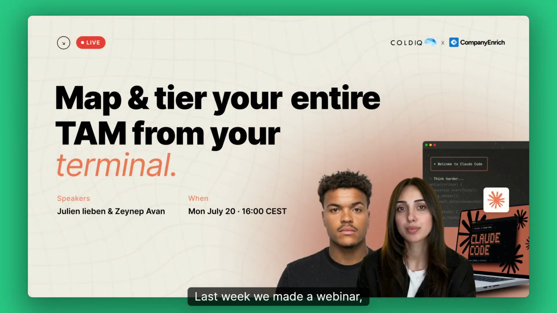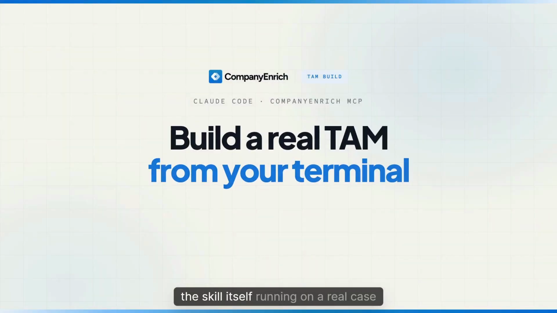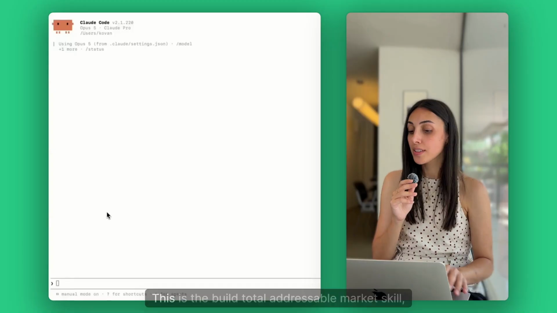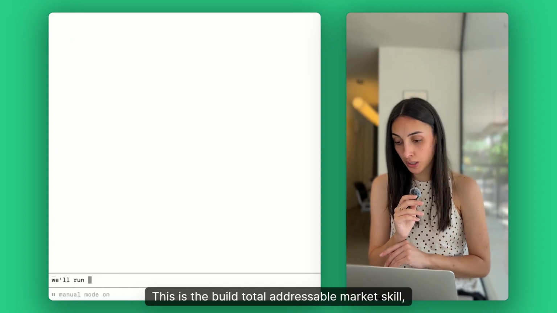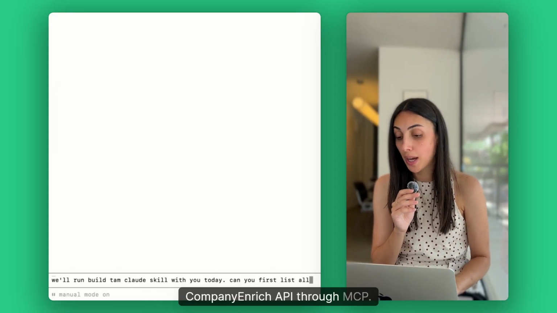Last week, we did a live webinar session with Cold IQ, but today I want to show you the full funnel, command by command, the skill itself running on a real case so you can copy it for your case. This is the build total addressable market skill running inside Claude Code, and it's calling the CompanyEnrich API through MCP.